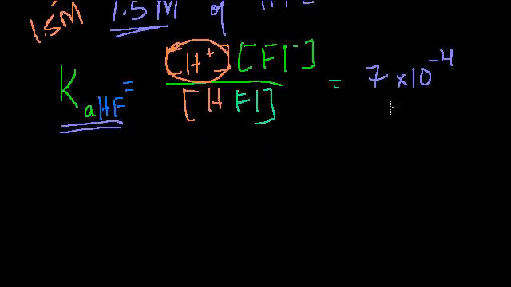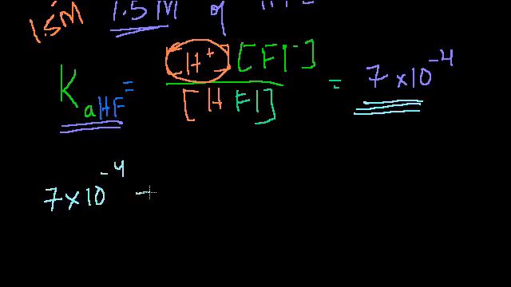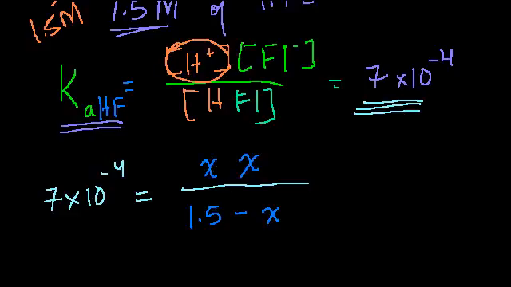We know the equilibrium constant is 7 times 10 to the minus fourth. We know that the final equilibrium concentration of our hydrofluoric acid is the original 1.5 molar we put in, minus whatever dissociates into this stuff up here. And since X dissociated, I have X molar of hydrogen and X molar of fluoride. This is just pure algebra now. Let's see if we can solve this.